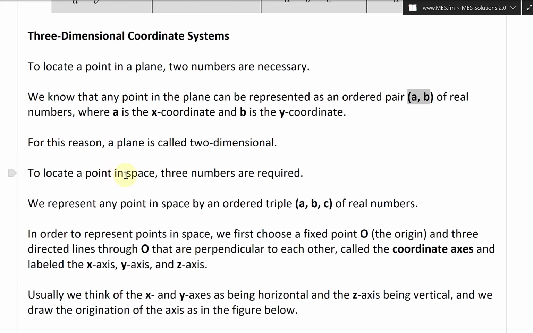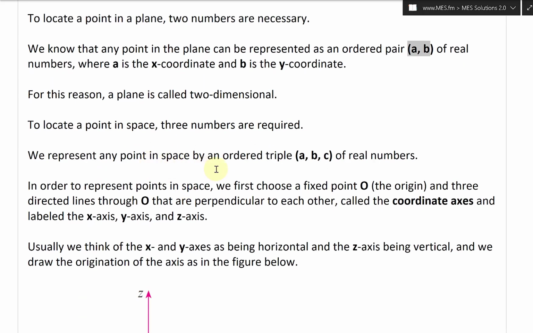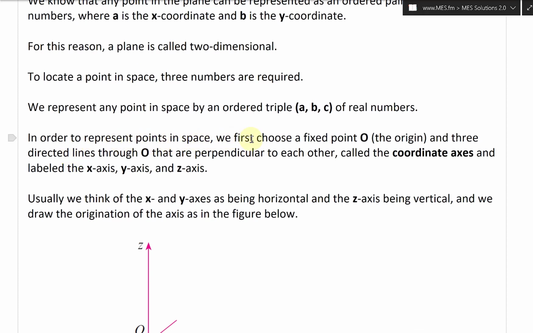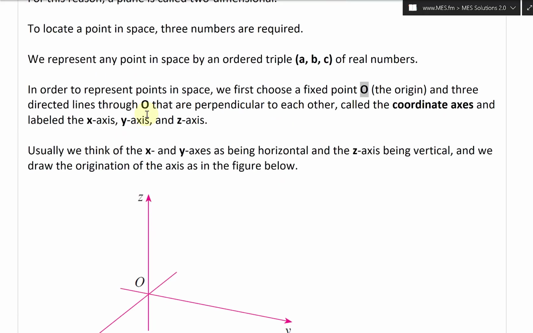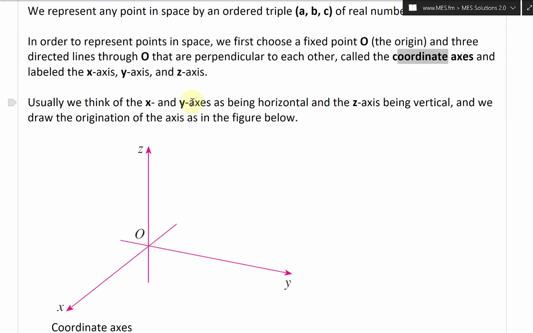To locate a point in three-dimensional space, three numbers are required. We represent any point in space by an ordered triple (a, b, c) of real numbers. In order to represent points in space, we first choose a fixed point, call this O, the origin, and three directed lines through O that are perpendicular to each other, called the coordinate axes, and labeled the x-axis, y-axis, and z-axis. Usually we think of the x- and y-axes as being horizontal, and the z-axis as being vertical.